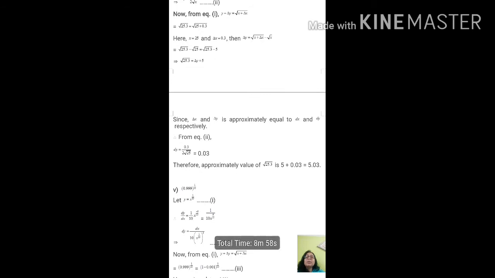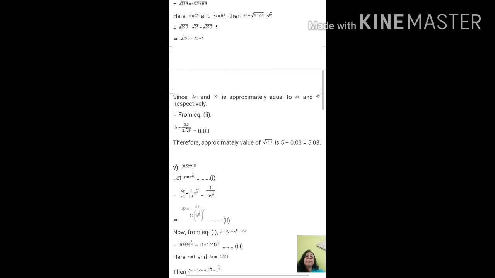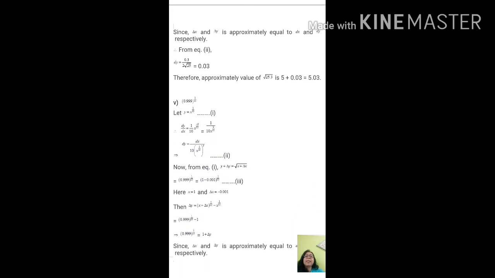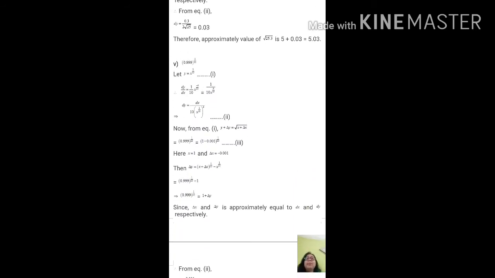So dy is, we are getting delta x by 2 root x, means 0.3 by 2 into root 25, means 0.03. So the approximate value of root 25.3 is 5 plus delta y, means 5 plus 0.03. So this is the answer of the first one.